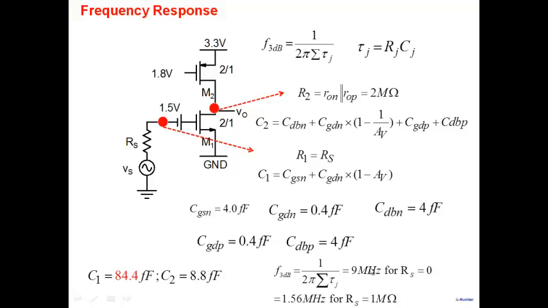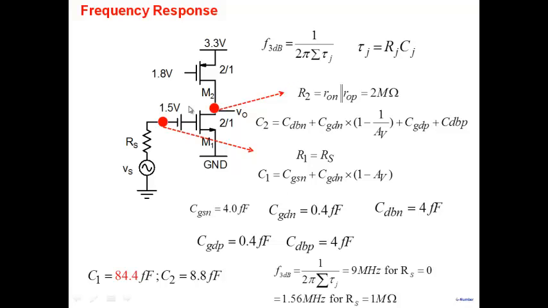And 3 dB frequency then is 9 megahertz for RS equal to 0. If RS is 0, then of course C1 doesn't matter anymore. On the other hand, if RS is there, C1 matters a lot, and the 3 dB frequency drops from 9 to 1.56 megahertz here.